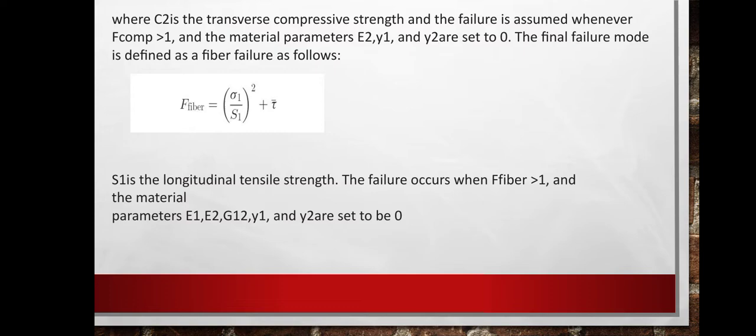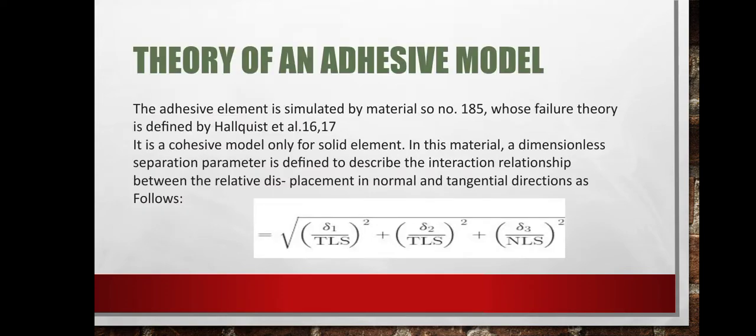The final failure mode is defined as fiber. So the equation is F fiber is equal to sigma 1 by S1 whole square plus tau. S1 is the longitudinal tensile strength. When failure occurs, F fiber is greater than 1 and the material parameters are set to 0. Theory and adhesive model.